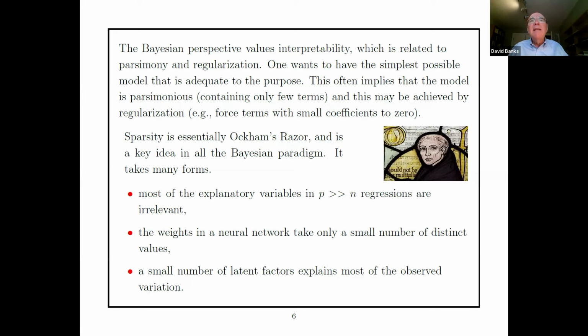This type of parsimony takes many different forms. And if there is going to be a theoretical breakthrough coming forward, my guess is it's going to be in the context of parsimony. There are many different expressions of it. One is that most of the explanatory variables in a regression are irrelevant. Another statement of parsimony is that the weights in a neural network take only a small number of distinct values. In principal components analysis, a small number of latent factors explains most of the observed variation. A fourth example is that a non-negative matrix can be approximately factored into two low-rank matrices. There are many different expressions of parsimony, and it would be great to see a unification.